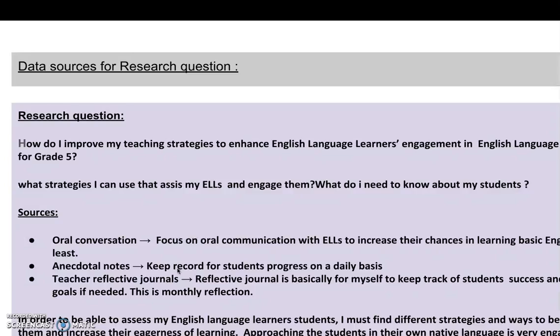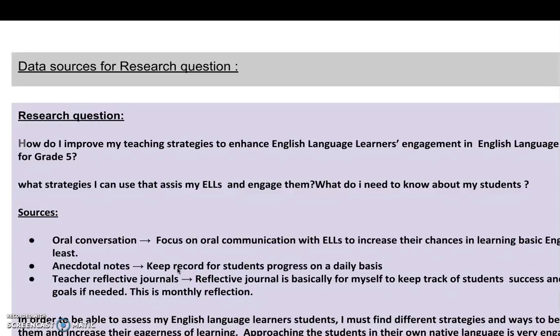Sources: oral conversation. Focus on oral communication with ELLs to increase their chances of learning basic English words at least. Anecdotal notes. Keep a record of students' progress on a daily basis. Teacher reflective journals. The reflective journal is basically for myself to keep track of students' success and modify the goals if needed. This is a monthly reflection. In order to be able to assess my English language learner students, I must find different strategies and ways to engage them and increase their eagerness for learning.